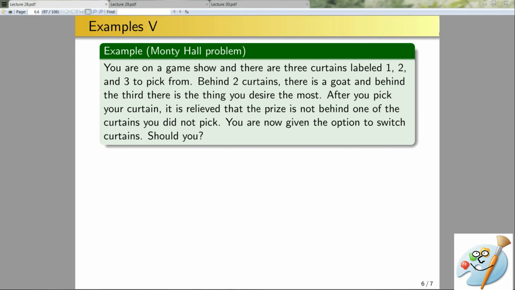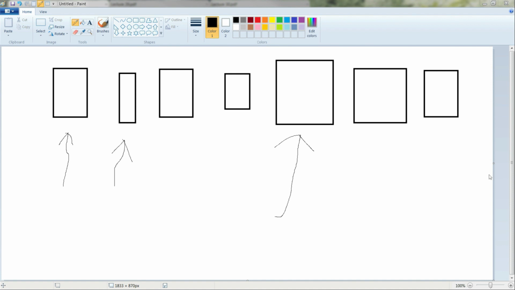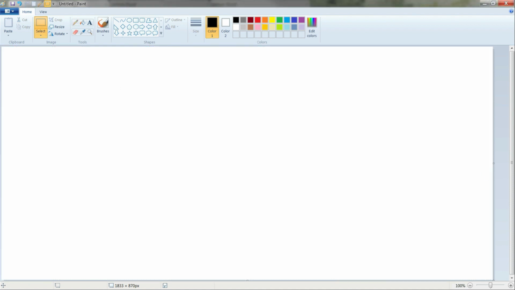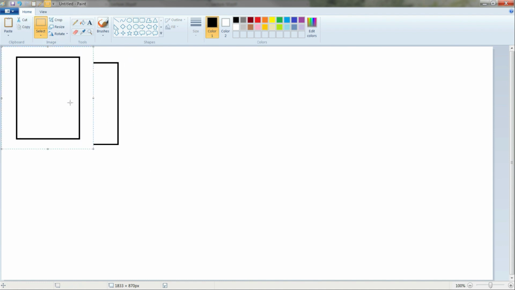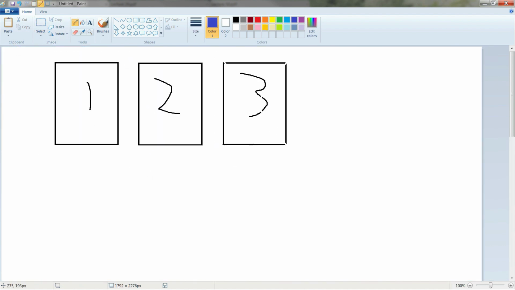Well, how would we go about computing this? A natural way of doing it is to compute the probability that it's in the first curtain that I picked and compare that to the probability that it's in the remaining curtain after I'm told which one of the curtains had a goat behind it.